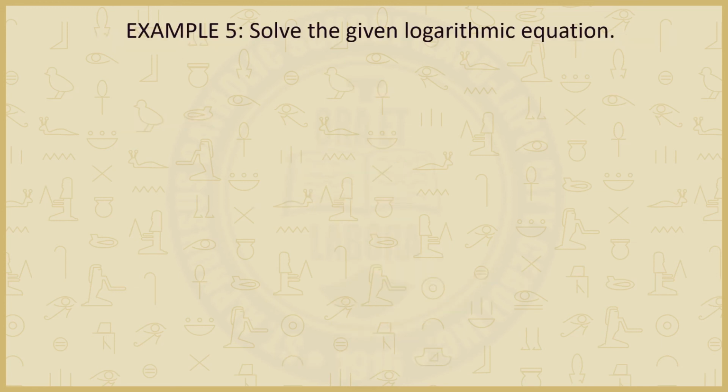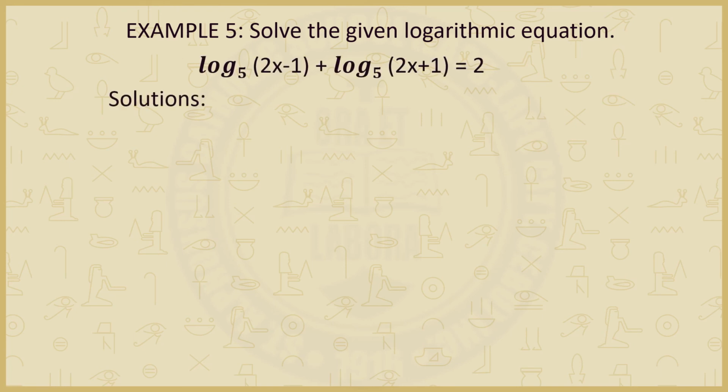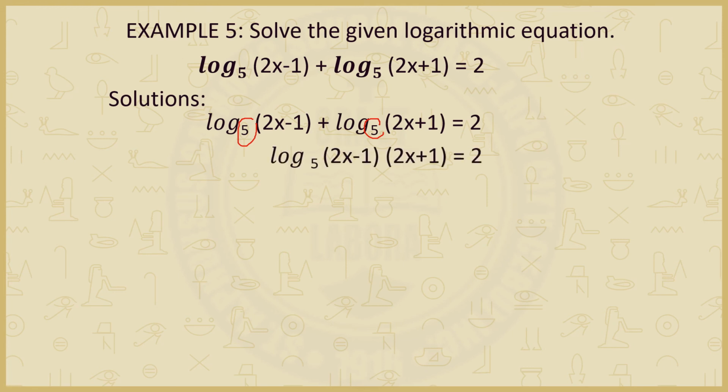For example number 5, solve the given logarithmic equation. Now here is the given and the solutions as well. First, copy the given, and then since the left side of our equation shows the sum of two logarithms which have the same bases, we can apply the product rule here. So in applying the product rule, our equation will become the logarithm of 2x minus 1 times 2x plus 1 to the base 5 equals 2.